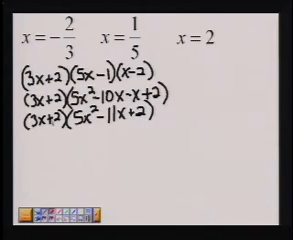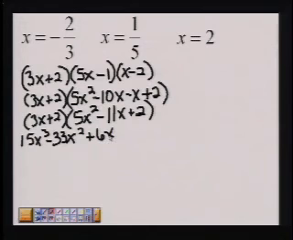Now I have to distribute both of these terms throughout the second parentheses. 3x times 5x squared is 15x to the third. 3x times minus 11x is minus 33x squared. 3x times 2 is plus 6x. 2 times 5x squared is plus 10x squared. 2 times negative 11x is minus 22x. And 2 times 2 is plus 4.